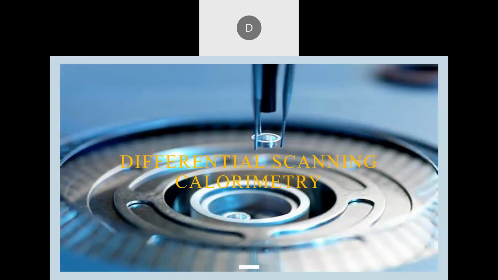So this video is regarding differential scanning calorimetry. So what is differential scanning calorimetry? DSC, it is a thermoanalytical technique. It is used for thermal analysis. So when I say thermal analysis, you might be having a doubt like what is thermal analysis? So before we go into our topic DSC, we will be first going into thermal analysis. So let us understand what is thermal analysis.